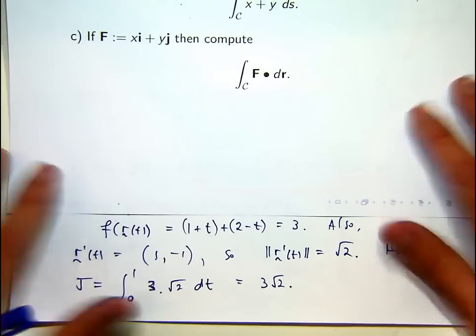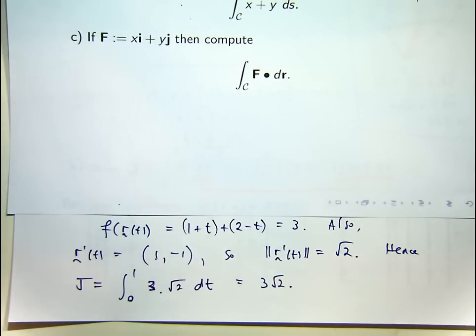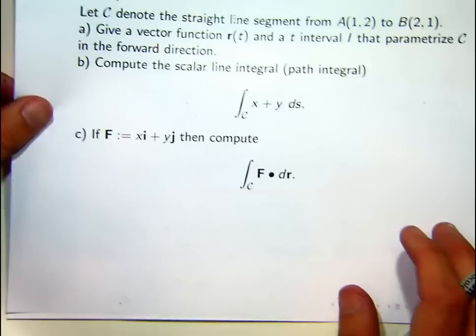Okay, part C. If we have a vector field now, so the output of our vector field is a vector defined by x i plus y j, then compute the line integral over the line segment C in the forward direction. Now remember, with line integrals, direction matters. The direction that your parameterization covers or rolls out your curve makes a difference. Okay, direction is important when you're doing line integrals. So let's see if we can polish this one off, and then we'll be finished.